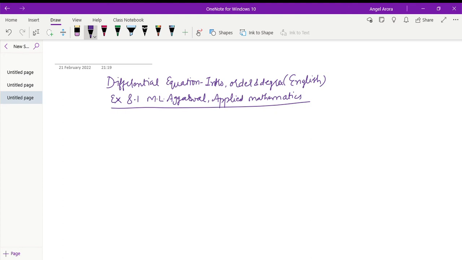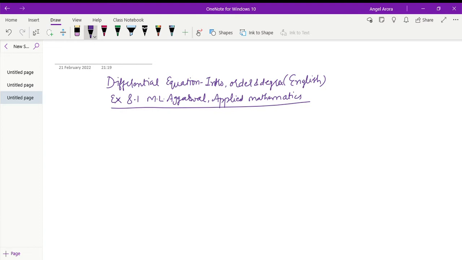In this video, we will learn about the concept of differential equation. What is a differential equation? What is order? What is degree of a differential equation? And then we will start solving exercise 8.1 from M.L. Aggarwal Applied Mathematics class 12th.